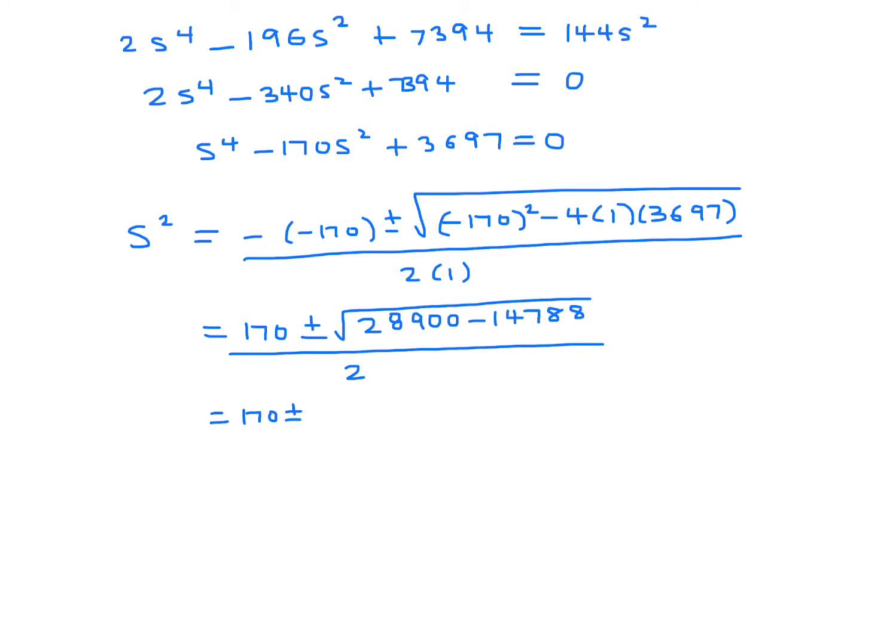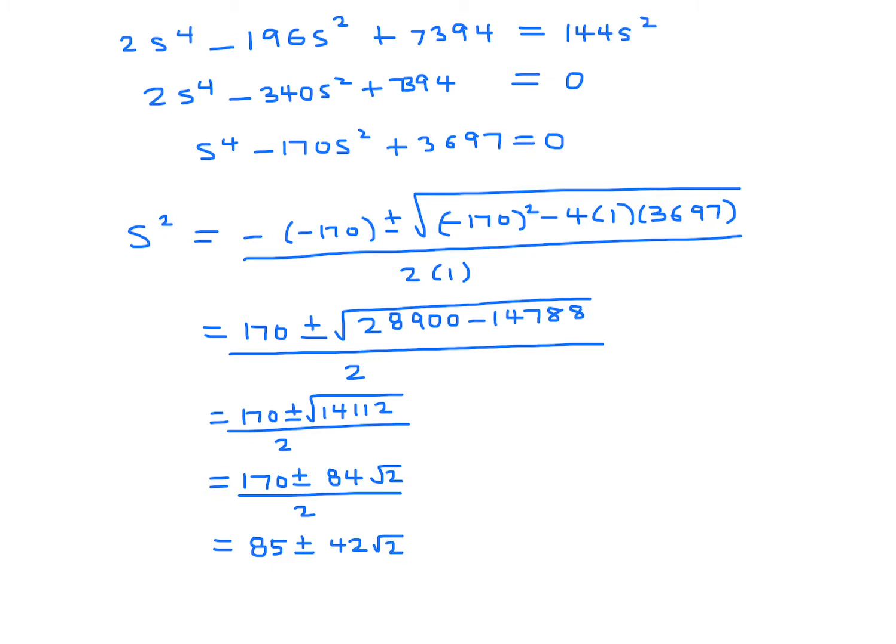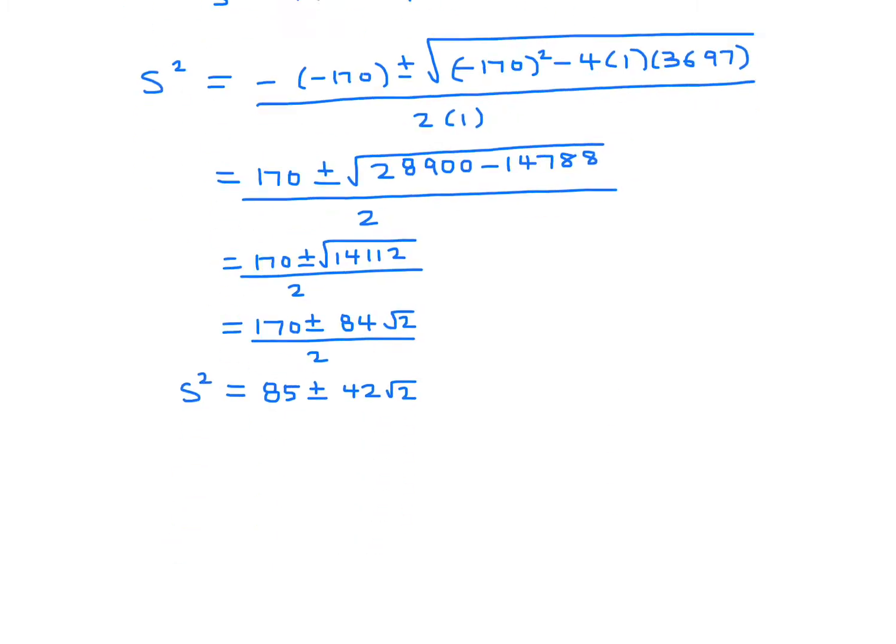170 plus or minus the square root of 14112 all over 2, and this is 170 plus or minus 84 root 2 all over 2, and this gives me 85 plus or minus 42 root 2, like that, and that is s squared.